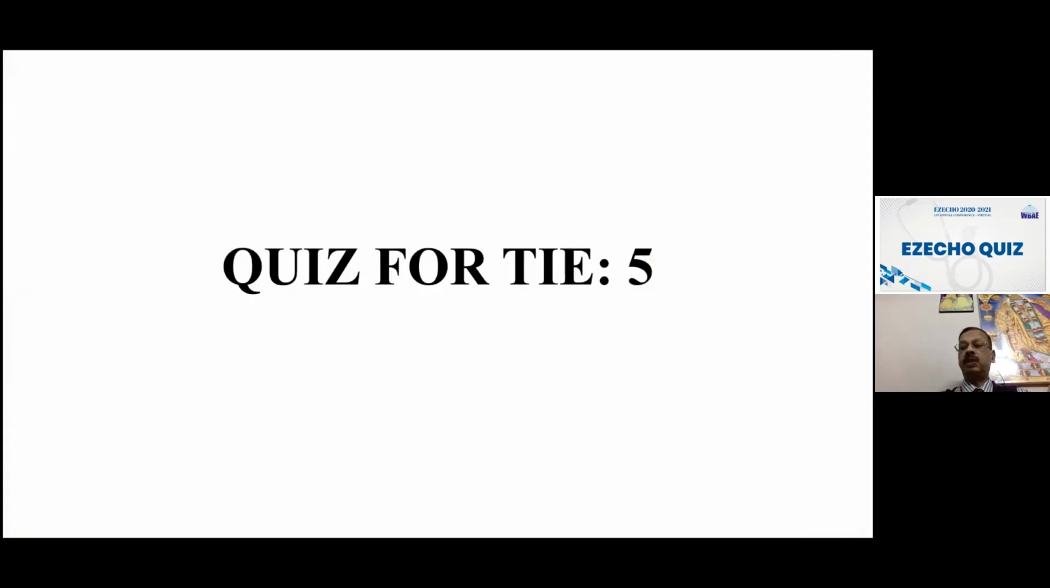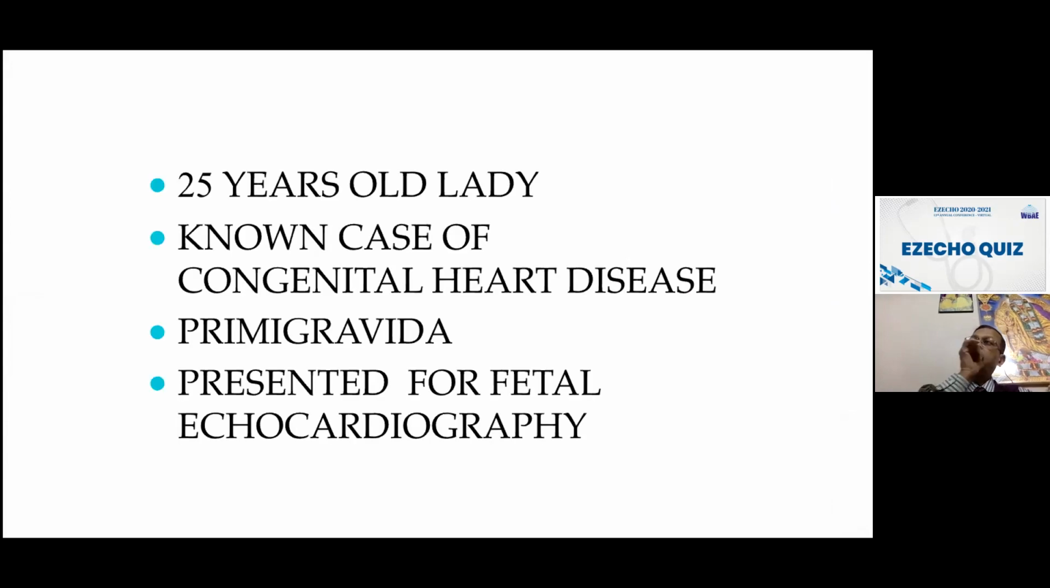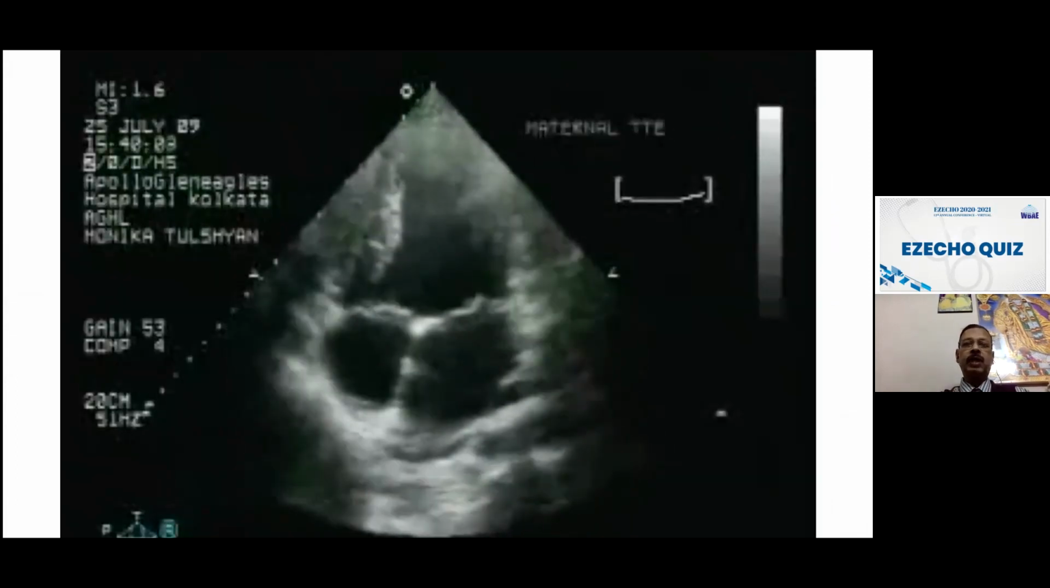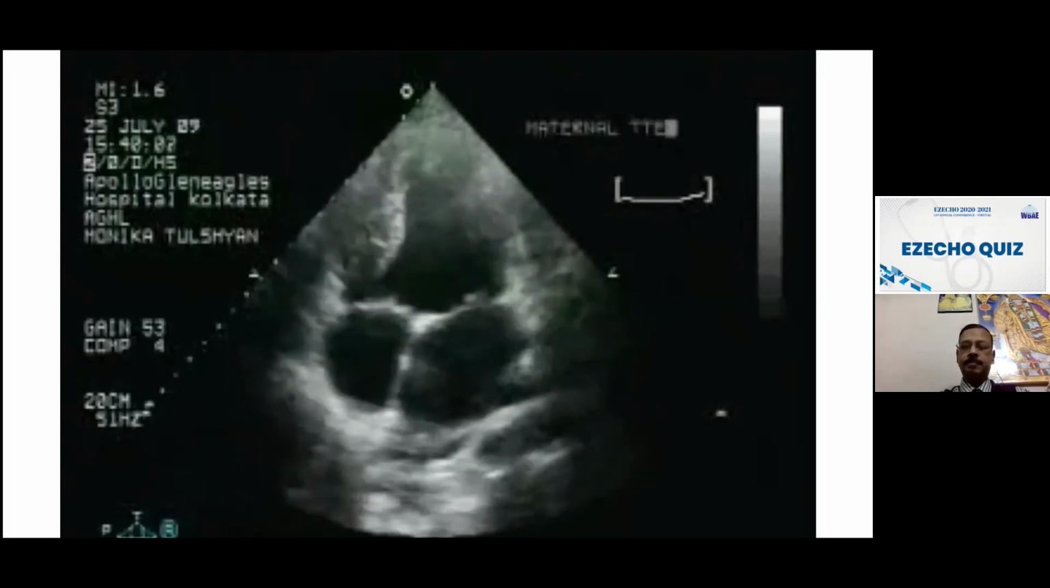And the last quiz for the trial is the quiz for type 5. This is a 25-year-old lady, a known case of congenital heart disease, primigravida, presented for fetal echocardiogram. I'll give you 4 clips, 2 clips for the mother and 2 clips for the fetus. And you have to give both the diagnoses. So this is the first clip of the mother. Look at this. What is it?